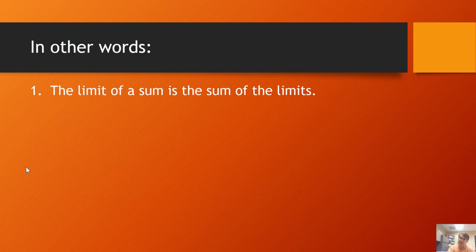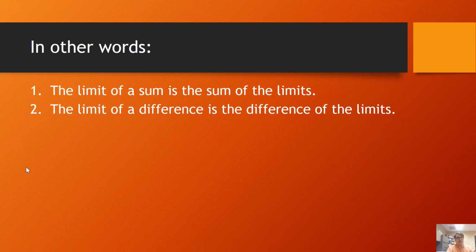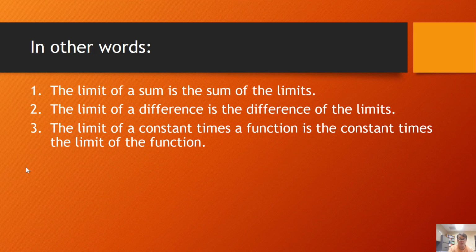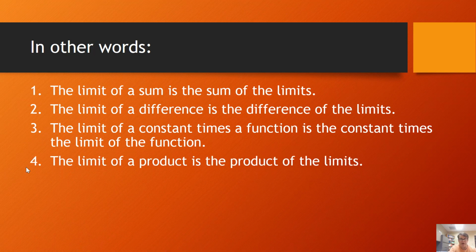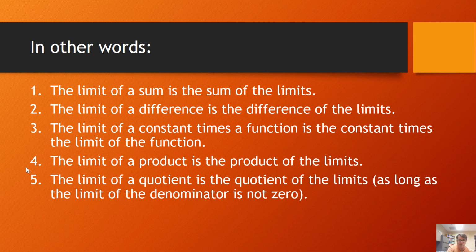So these are the first five basic limit laws, or to put them in everyday speak: the limit of a sum is the same as the sum of the limits. The limit of a difference is the same as the difference of the limits. The limit of a constant times a function is the same as a constant times the limit of the function. The limit of a product is the product of the limits. And the limit of a quotient is the same as the quotient of the limits, as long as the denominator doesn't equal zero. Those are the five most basic limit laws.